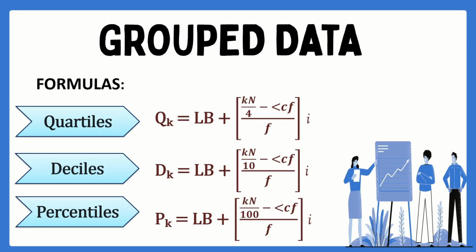frequency times class interval. For decile, we have d sub k is equal to lower boundary plus kn over 10 minus cumulative frequency all over frequency times class interval. And for percentile, we have p sub k is equal to lower class boundary plus kn over 100 minus less than cumulative frequency all over frequency multiplied by class interval.